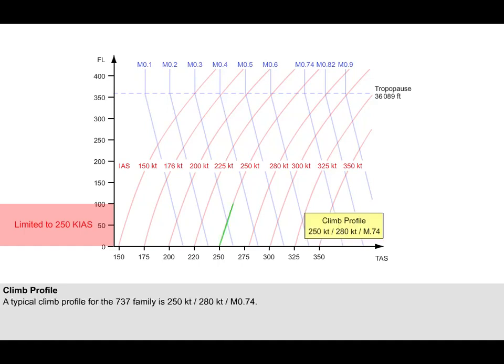For the majority of the 737 family, the climb profile is 250 knots indicated airspeed up to 10,000 feet. Then the aeroplane is accelerated to 280 knots and the climb continued at this speed. When the Mach number reaches 0.74, as shown here, the aeroplane maintains a climb speed of 0.74 Mach until the en route cruise altitude. Notice in this case, the crossover altitude is at about 31,000 feet.